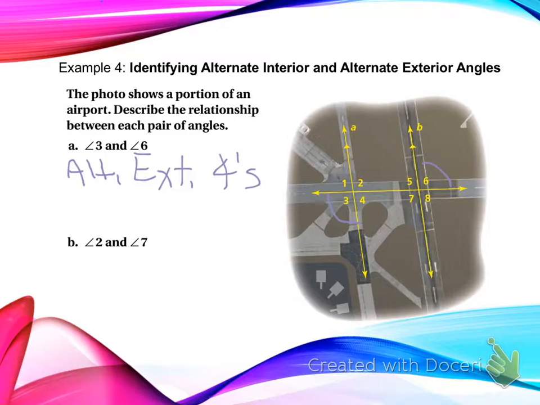How about angles 2 and 7? 2's right here, and 7's right here. Angles 2 and 7 are considered alternate interior angles. Because, see, they are opposite, but they're inside. They're inside the two parallel lines, so they are alternate interior angles.